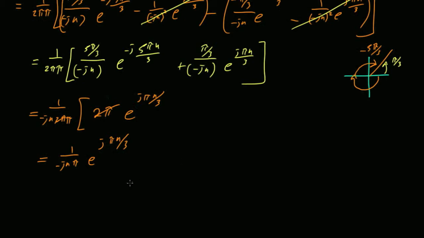Right, minus 1 over minus j is the same as j, and j is the same as e to the j pi over 2. So finally I can rewrite this as 1 over pi n e to the j pi over 2 plus n pi over 3. And for those of us who really want to be anal retentive, just like I did before, I'll bring out the pi.